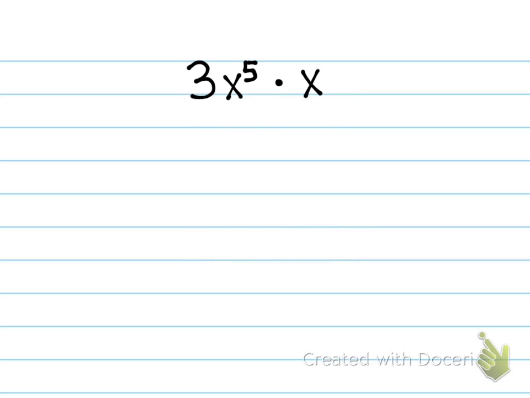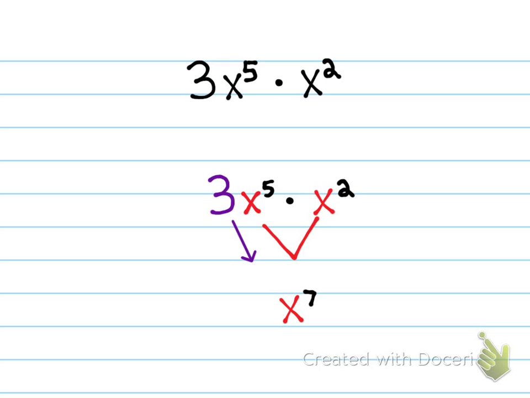So let's start off nice and slow here. The first thing I'm going to do is color code so that I can easily see which terms are alike and which terms can be combined. So here I have a 3 that cannot be combined with anything, and I've got an x to the 5th and an x squared. Those are like terms. I can go ahead and combine those together, but again, my 3 has nothing to go with, so I'm just going to bring it down, and that's going to be my final answer, 3x to the 7th power.